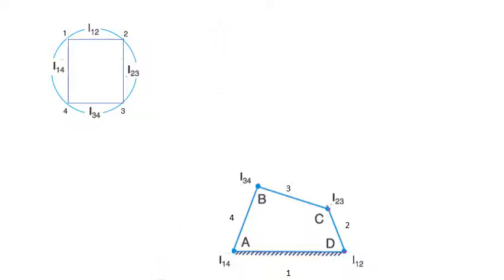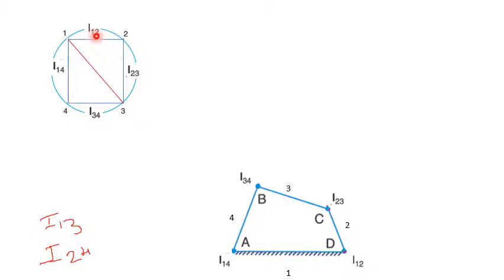The remaining instantaneous centers are I13 and I24. In order to find I13, in the circle diagram we have to connect 1 and 3, because we have to find I13. So connect 1 and 3. If we connect 1 and 3, we obtain two triangles. This is the upper triangle and this is the lower triangle, correct?